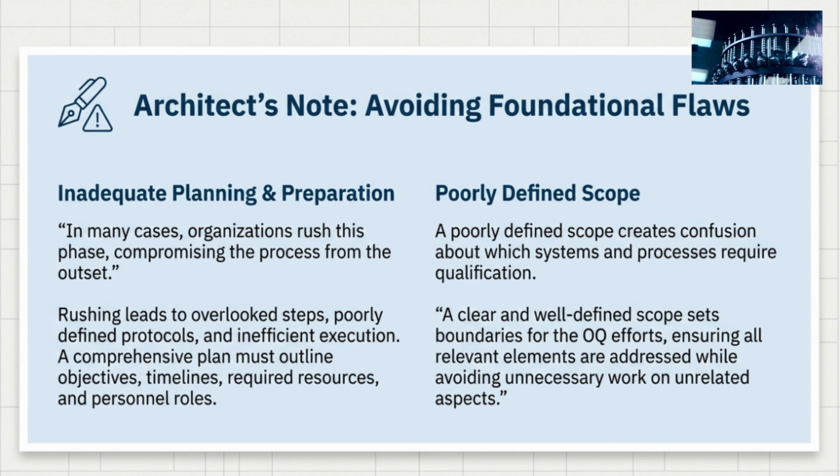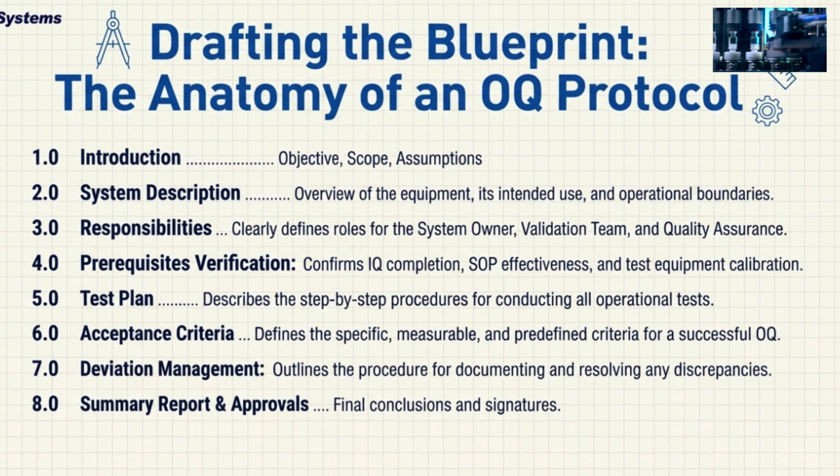Start with a system description to provide an overview of the equipment's intended use. Clearly define responsibilities between the system owner, the validation team, and quality assurance. Before any testing occurs, you must include a prerequisites verification. This is a checklist to confirm that the IQ is finished, all SOPs are drafted, and all test equipment used for measurements is properly calibrated and traceable.